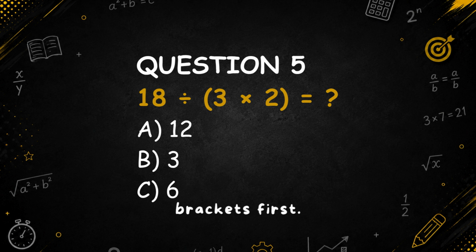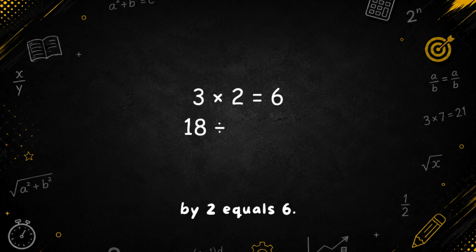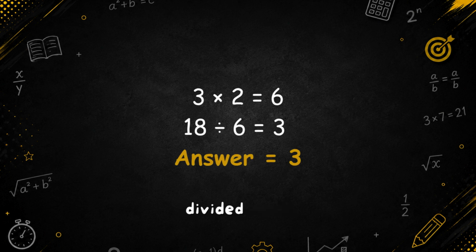Again, brackets first. 3 multiplied by 2 equals 6. Now solve 18 divided by 6. The result is 3. So the correct answer is B.